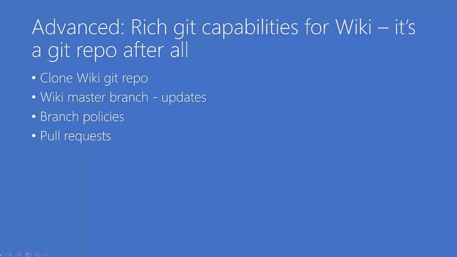So to summarize what we learned today, we learned that Wiki is essentially a Git repository at the backend that allows us to do all sorts of advanced Git operations. We can clone it, do offline updates, set branch policies, and even collaborate with our team members using pull requests.